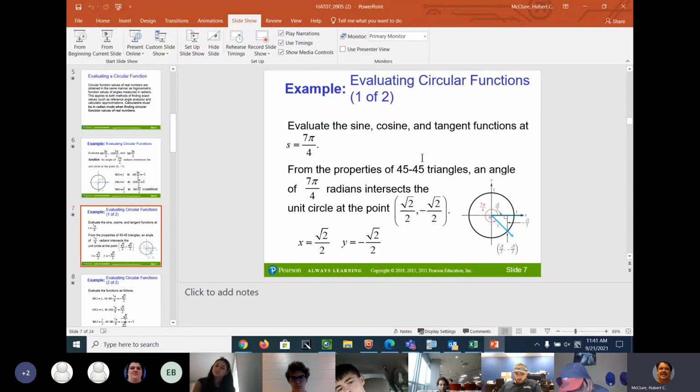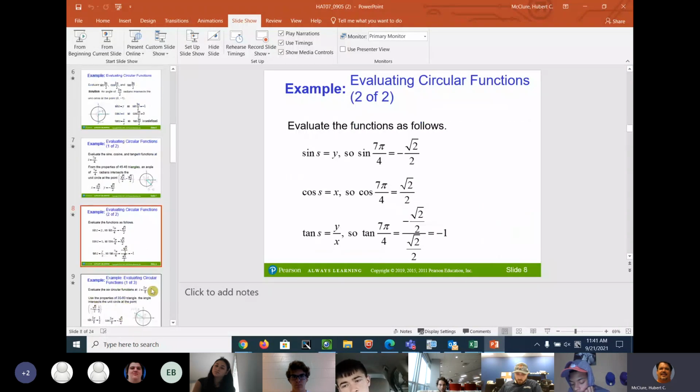I thought they wanted the sine, cosine, and tangent. They might go to the next slide. Negative square root of 2 over 2, positive square root of 2 over 2. It's a miracle.